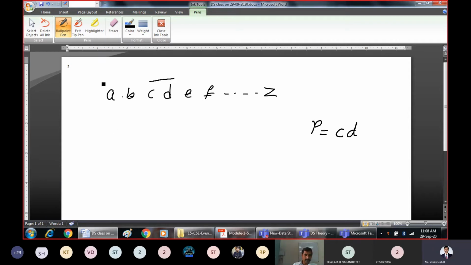But we will start comparing from A. That means how many comparisons are you doing? You have to compare 2 characters. That means continuously I should get C and D, not C here and D somewhere else. Continuously I should find the pattern CD. So first compare this CD. That means 2 characters I should compare. So what is the first character? A. What is the first character here? C. That means the first character itself is not matching.